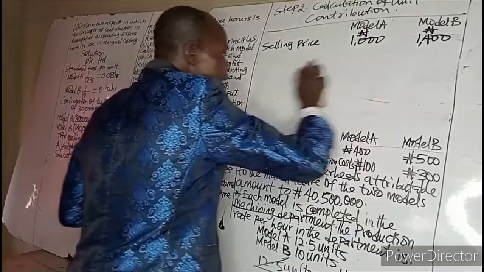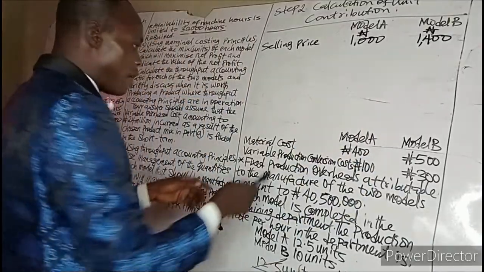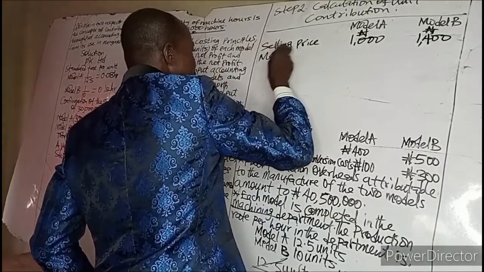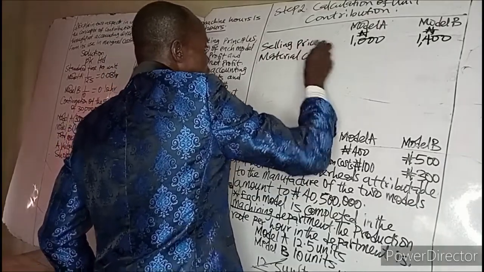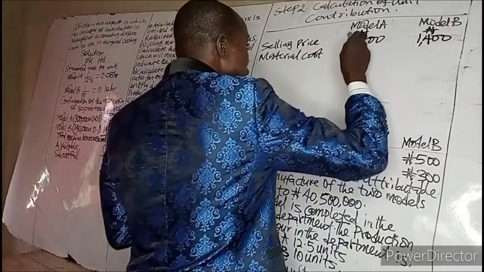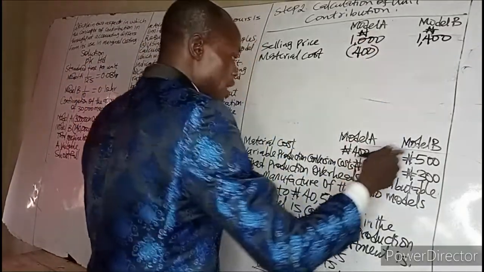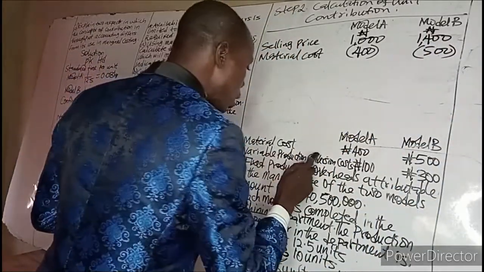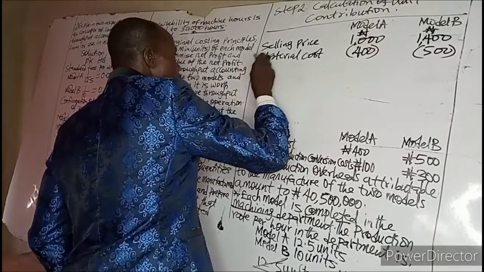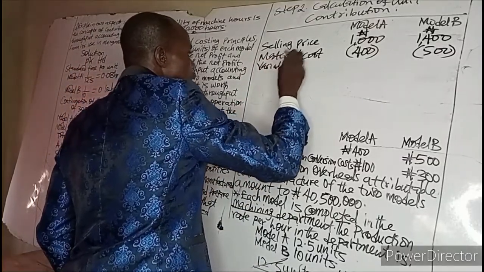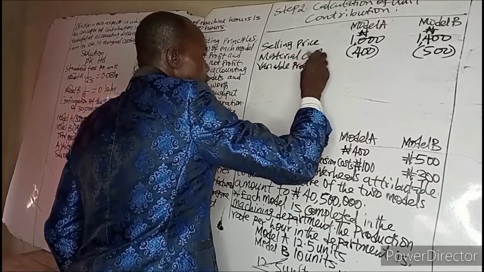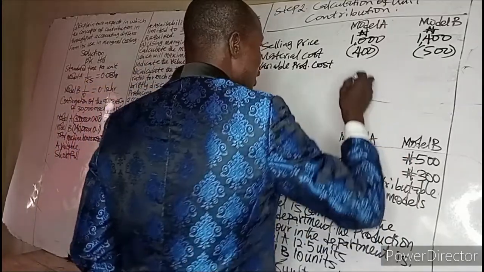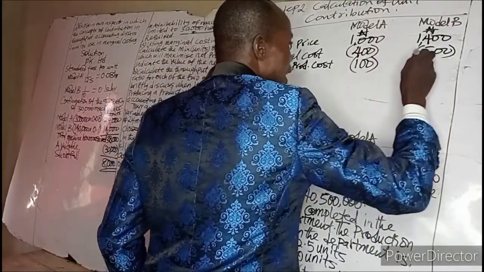So contribution is selling price less unit variable cost. Our variable cost comprises material cost. For model A, we have 400. For model B, we have 500. Then we have variable production conversion cost. For model A, we have 100, and model B, we have 300.